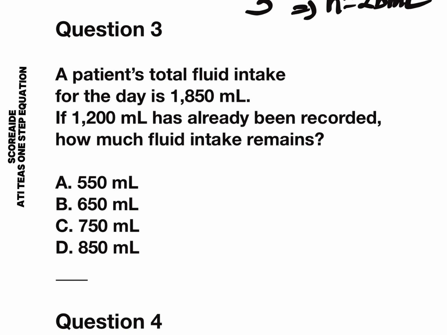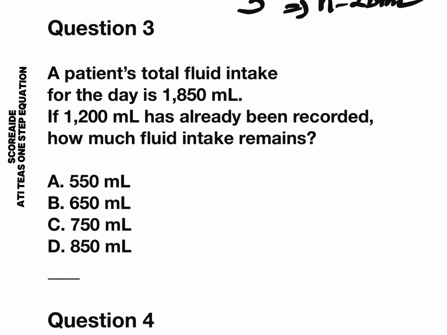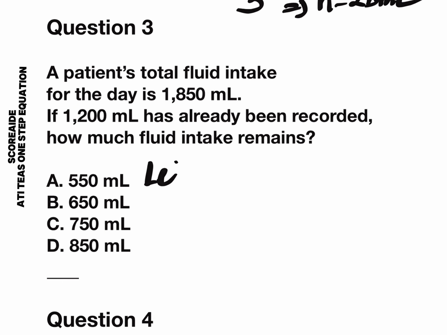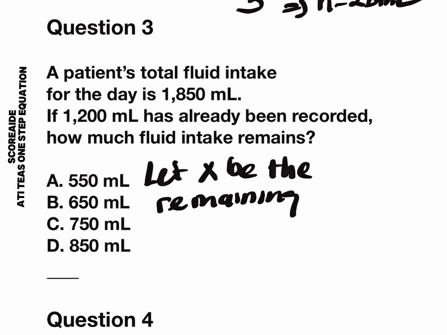Now let's look at question 3. A patient's total fluid intake for the day is 1,850 milliliters. If 1,200 milliliters has already been recorded, how much fluid intake remains? So we know that we have already recorded 1,200 milliliters. So we can let X be the remainder, the remaining fluid, the remaining IV fluid.